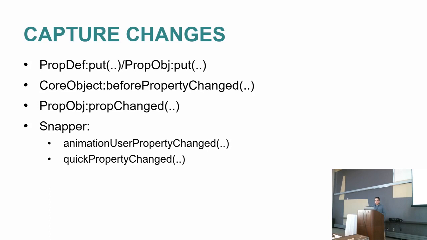I would lean more towards the last four I listed here. So a before property changed on the core object, the prop change on the prop object, and then if you want to get more granular, the snapper has those traditional methods that we're used to, the animation and the quick property changed. So if there's different functionality that you need on your snapper, depending on if it's from an animation or a quick property, those are the guys that you would want to override.